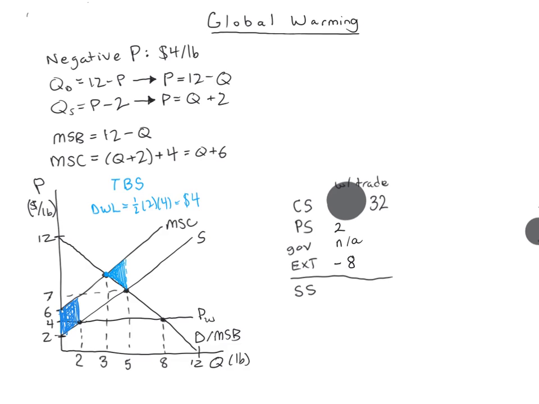All right, so my CS was 32. My PS was 2. That gets me up to 34. Minus $8 brings me down to 26. So the total social surplus was $26.